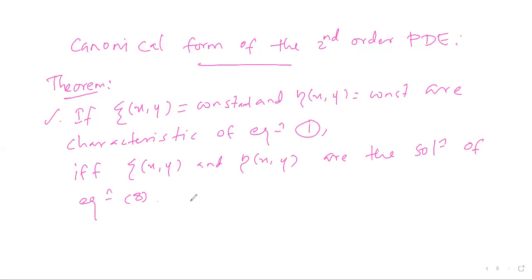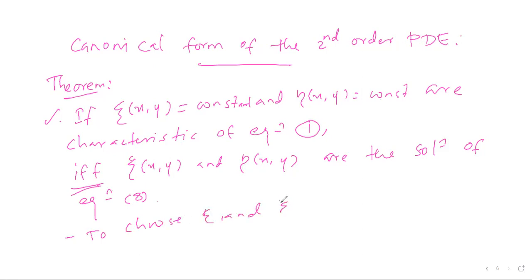So if you want zeta and eta to be constants giving the characteristics of equation 1, it is an if and only if case, so both ways are true. Zeta and eta are both solutions of equation number 8. What it says is, if zeta and eta are the solutions of equation 8, then zeta equal to constant and eta equal to constant are the characteristics of equation 1. Continue writing.